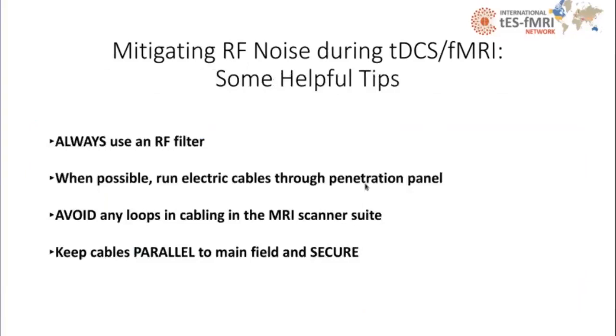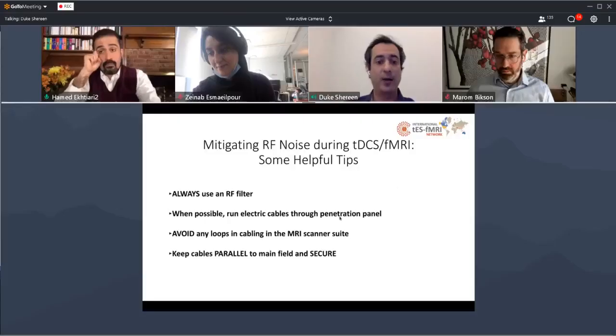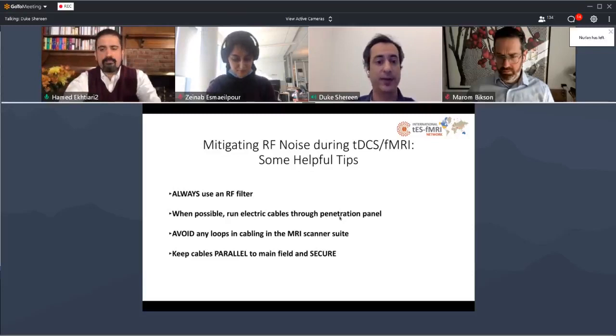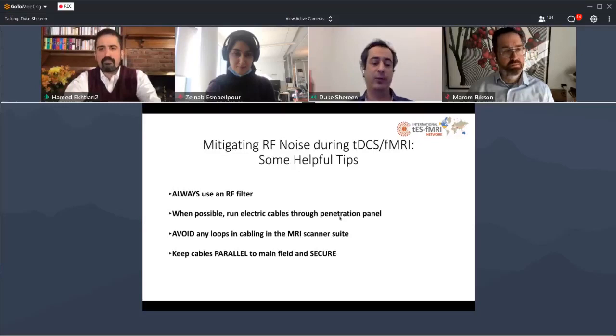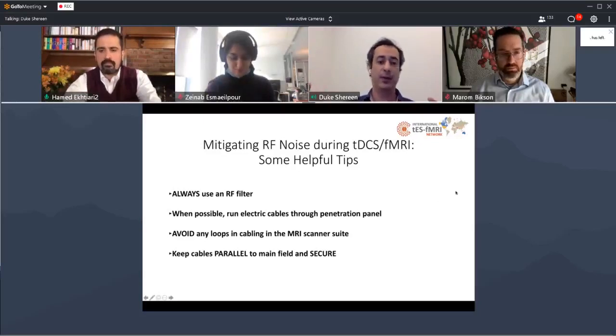So just some helpful tips, right? You always want to use an RF filter. If you don't, you're most likely going to get artifacts. When possible, I would recommend, it's my personal preference, to run electric cables through the penetration panel. Of course, that's not always possible or convenient. Once we have the cabling into the scanner room, you want to avoid any loops. You want to make sure that your cabling is as parallel as possible to the main axis of the magnet.